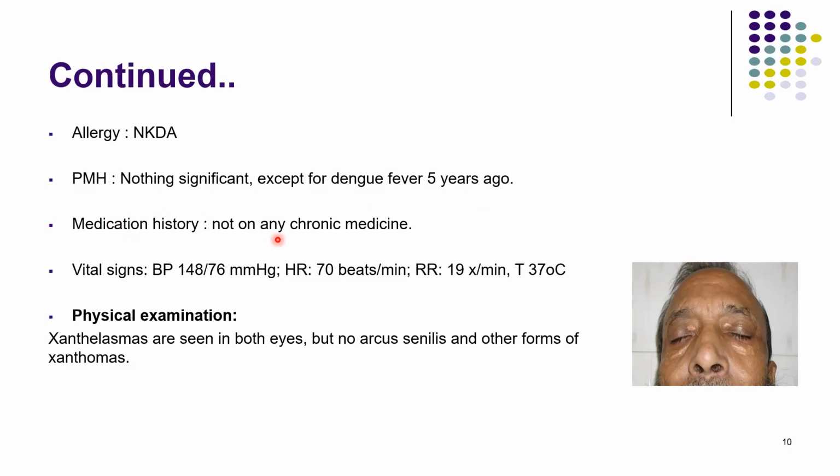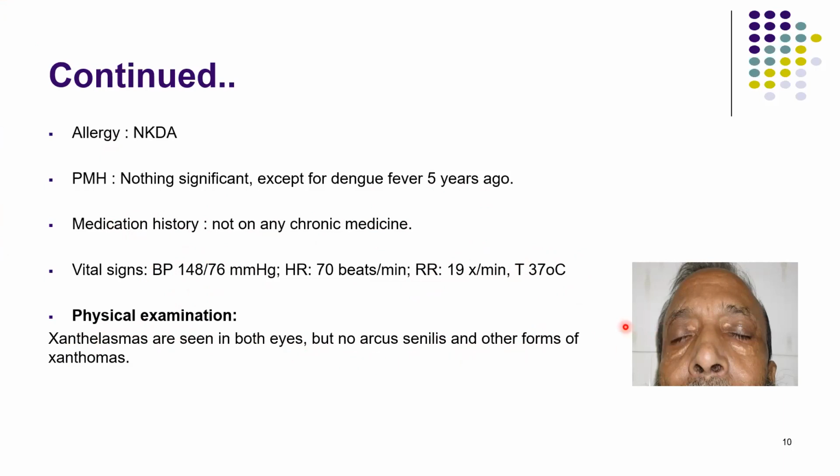Medication history: not on any chronic medicine. Vital signs: the BP is quite high, heart rate 70 beats per minute, respiratory rate, and temperature 37. Physical examination: he has got xanthelasma in both eyes, but no arcus senilis and no forms of xanthoma.